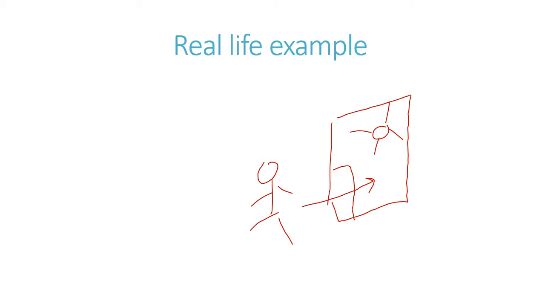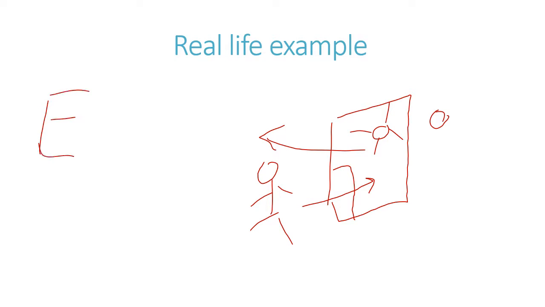What is action here and what is event? It's very important for us to understand event and action. So event is you are entering the room, and action is you want to turn on the light. Similarly, when you exit from the room, you want to switch off the light.